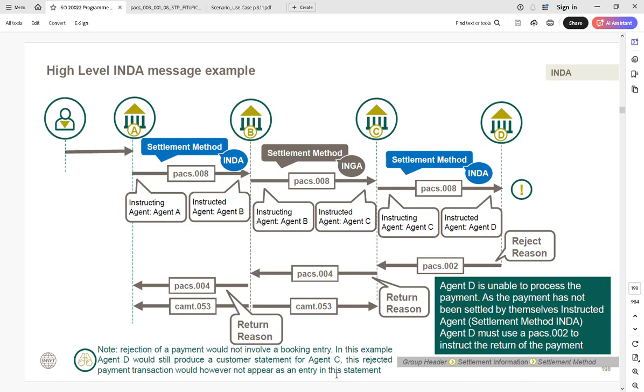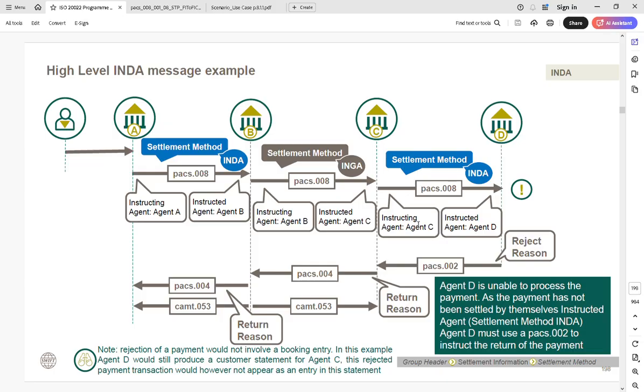This example contains more instructing agents. There are a total of 4 fields here, so it can give more description. Bank A is sending, bank A is the debtor agent, bank D is the receiver agent, the return agent, and there are 2 intermediate correspondents involved here, B and C.